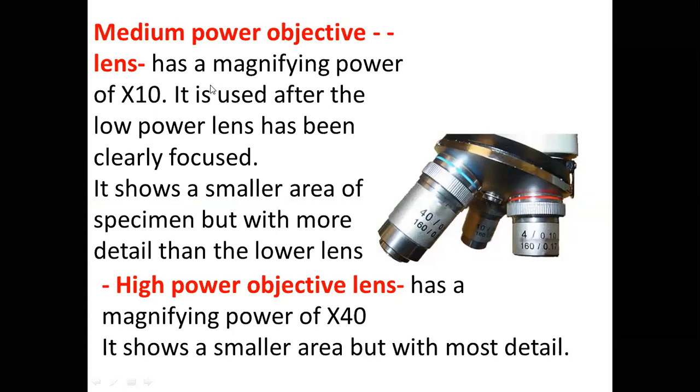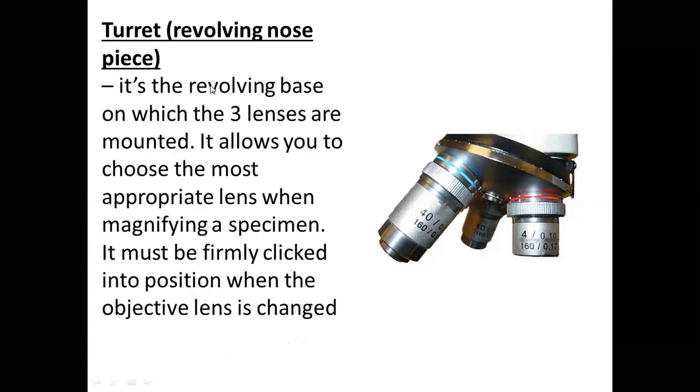Now, with that in mind, we have other parts, which I don't want to spend more time on. But this part, which you call the revolving nose piece, sometimes called the turret, it's also very important, because unless you operate the turret effectively, that is moving from one objective lens to the other.